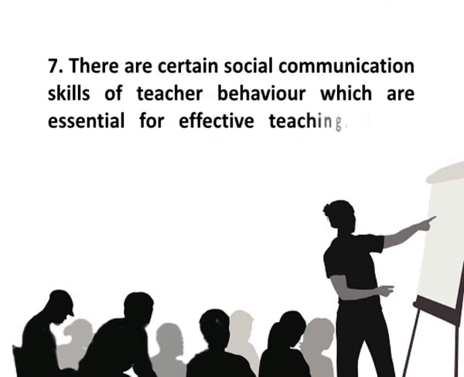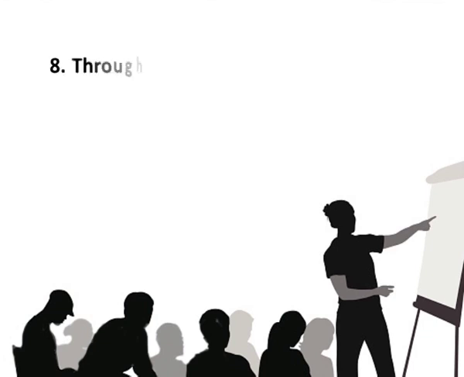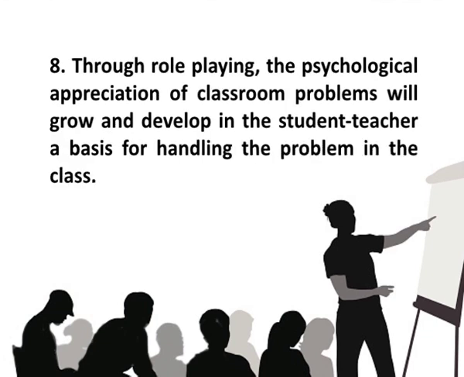Number 7, there are certain social communication skills of teacher behavior which are essential for effective teaching. These social skills should be modified by feedback devices. Number 8, through role-playing, the psychological appreciation of classroom problems will grow and develop in the student teacher, a basis for handling the problems in the class.